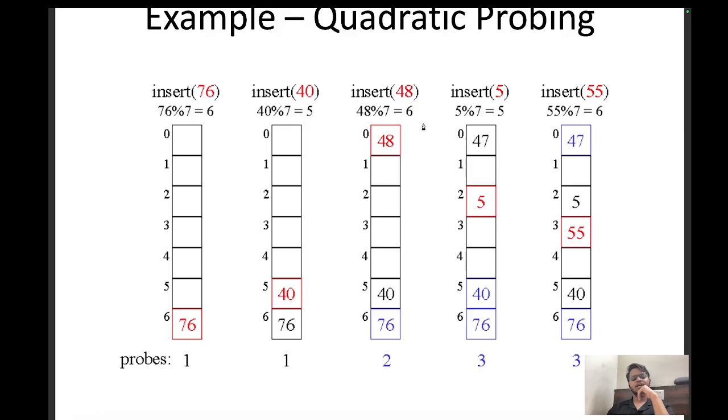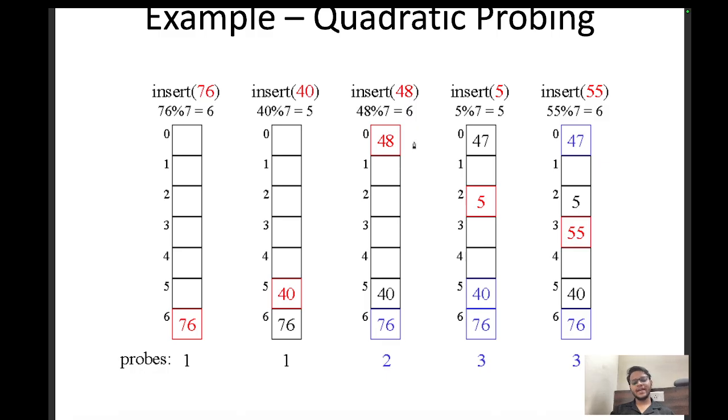48 mod 7 is 6, and here the problem comes. The sixth bucket is not free and we cannot store the value here. So you do one thing: you can do h of k plus i here. Firstly we use h of k for 48, and we do plus 1 in it.